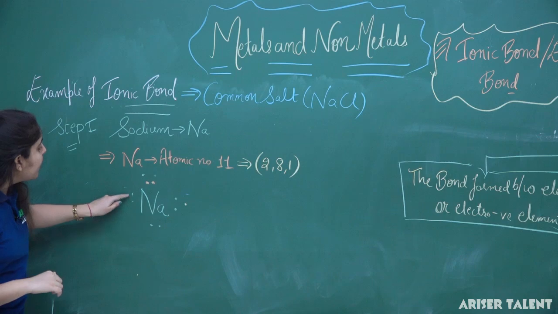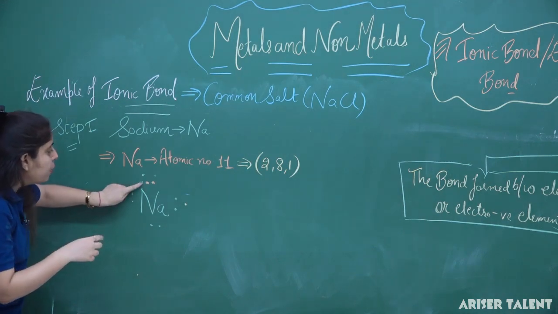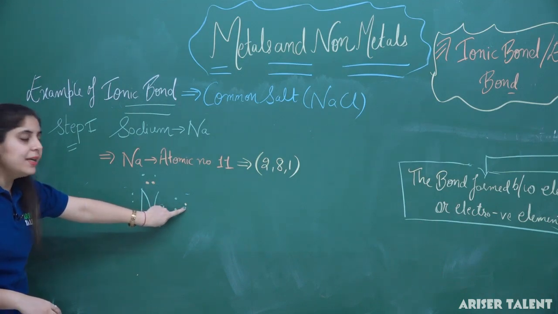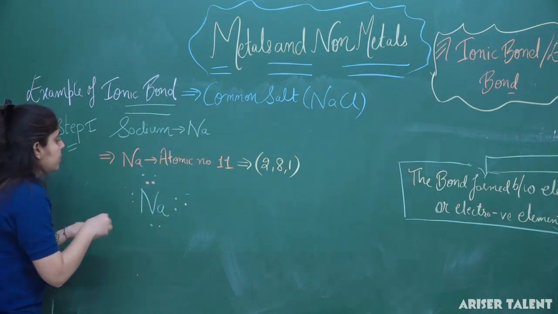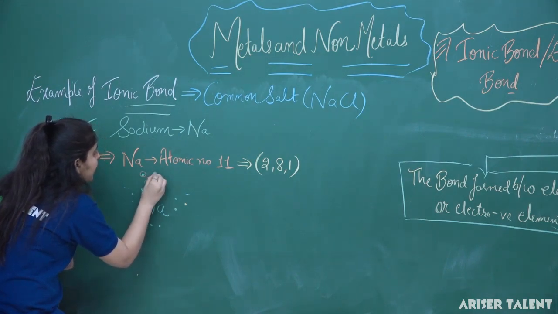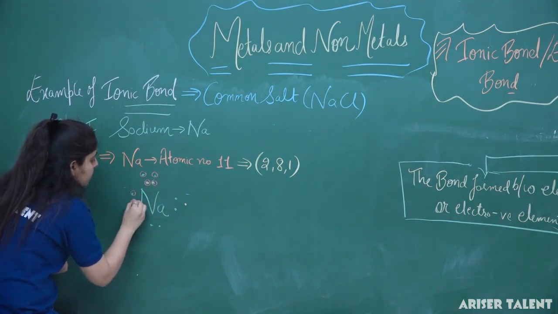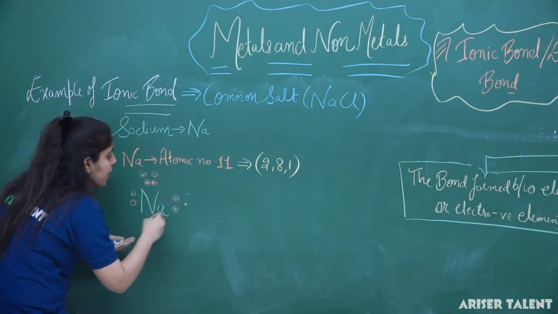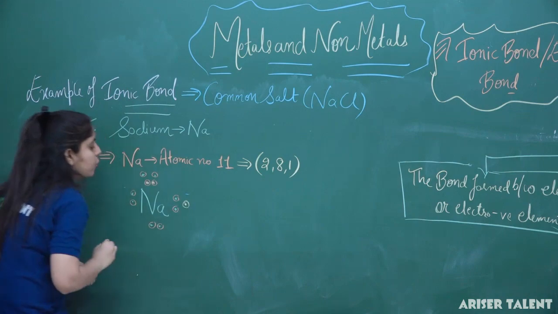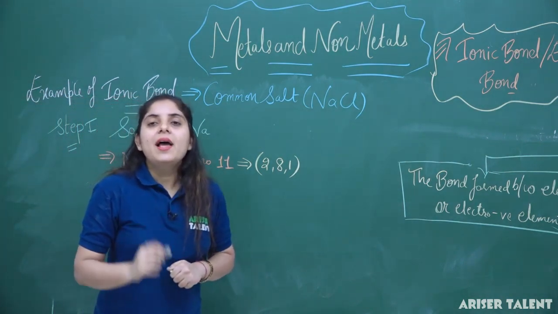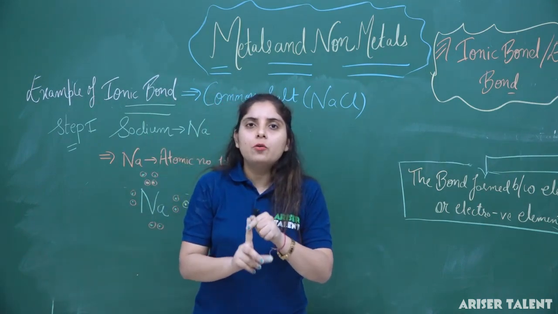So you can see here, firstly sodium will have 2 electrons, then it will have 8 electrons, and lastly it will have 1 electron. So this is 2 electrons, these are 8 electrons, and this yellow part is its 1 electron. Now what will sodium do? Sodium will have 1 electron in its outermost shell.